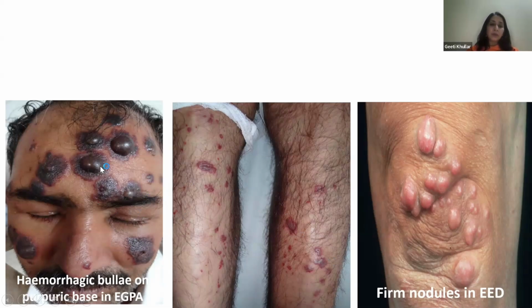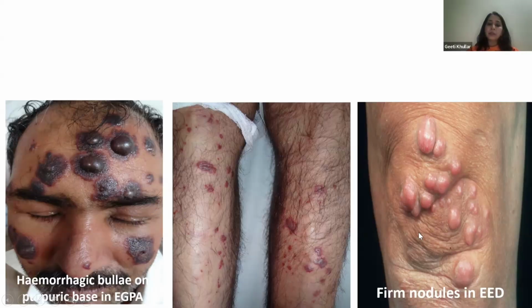And this is a very atypical morphology. The lesions are quite large and they are involving the face, which is not a common sight. So this was actually a patient of Churg-Strauss. He was a diagnosed case of Churg-Strauss. He had eosinophilia, he had asthma, and he fulfilled the criteria. And he presented with these kind of lesions on the face and the lower limbs. So this was in EGPA.